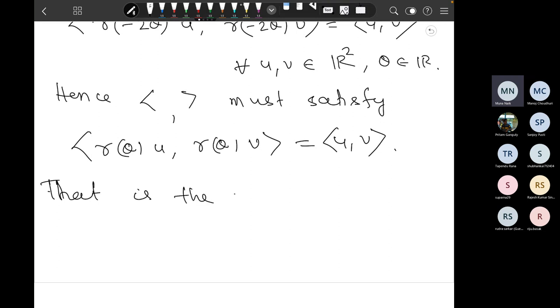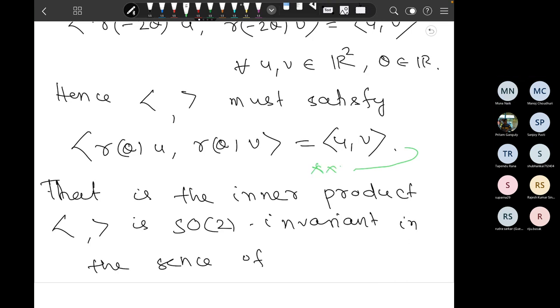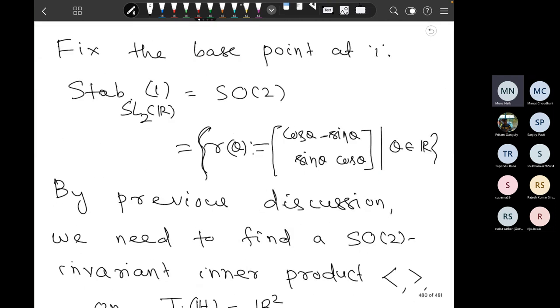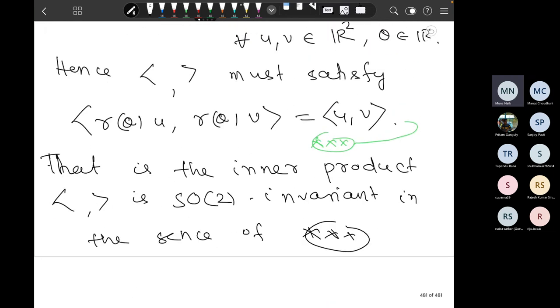That is the inner product. This thing is SO2 invariant in the above sense, in the sense of triple star. So I am using the same language: this inner product is SO2 invariant. And here also I am using the same language, that it is SO2 invariant, but the meanings are different. Here I mean that this should satisfy this triple star.